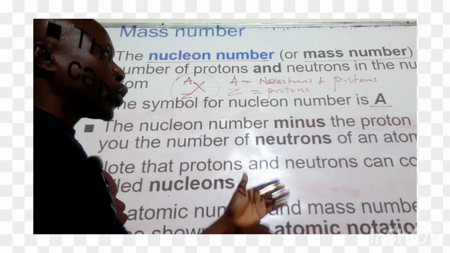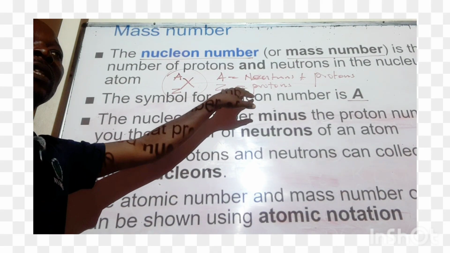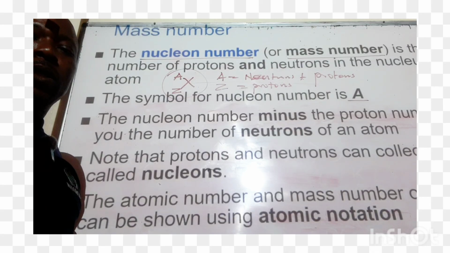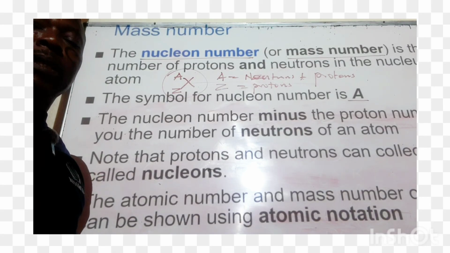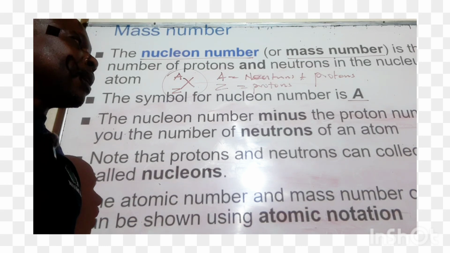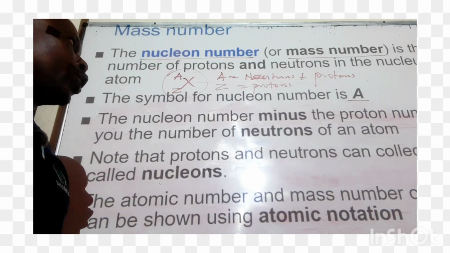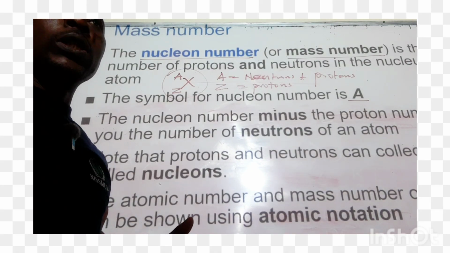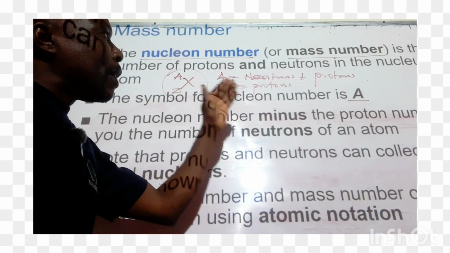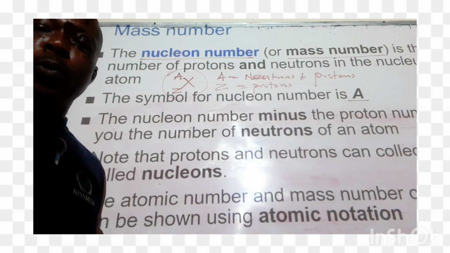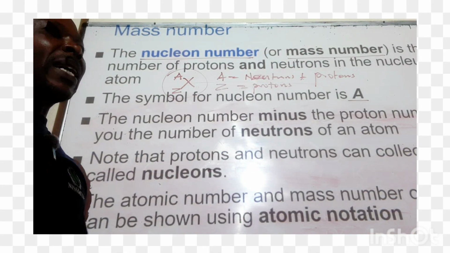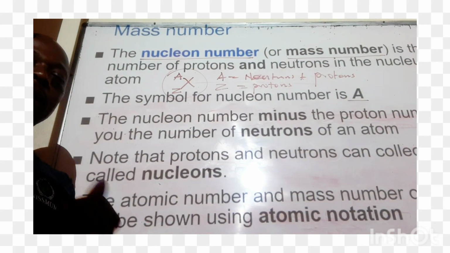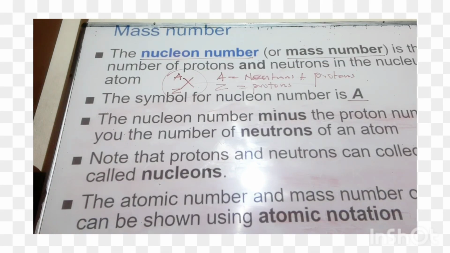In other words, if we want to know the number of neutrons in an atom, all we need to do is subtract the atomic number from the mass number, and the remainder will be the number of neutrons. And to find the number of electrons, it's the same as the number of protons. So the number of protons equals the number of electrons, but the number of neutrons is the mass number minus the atomic number. We'll take a class example.